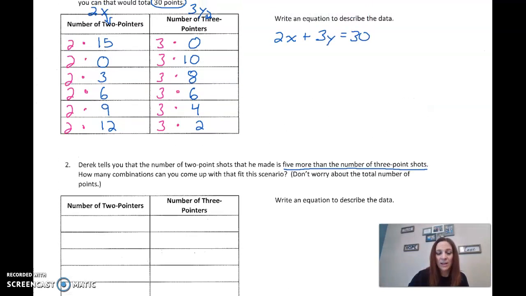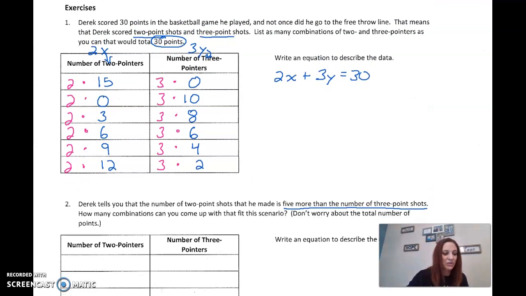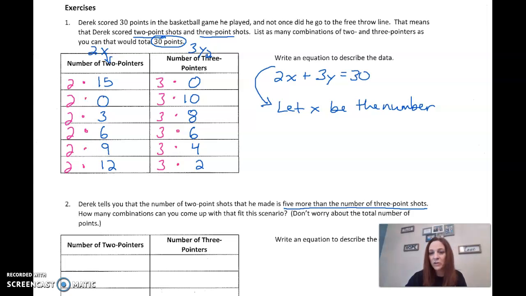Again, maybe I should write this down here. We're going to let x be the number of 2-pointers, and we're going to let y be the number of 3-pointers, because we want to use those variables again.